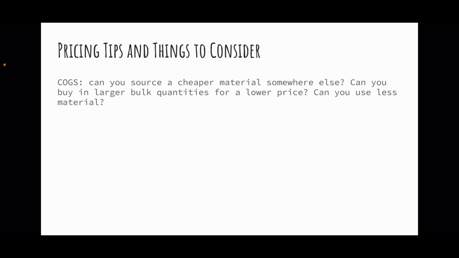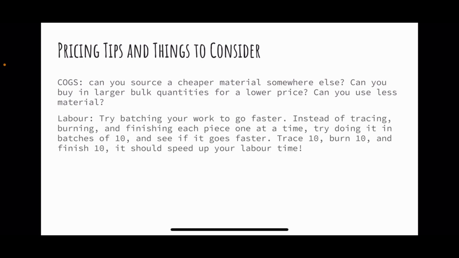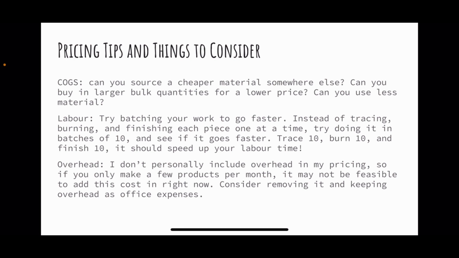Next would be our labor. So here I would try batching your work to see if you can go faster. So instead of tracing one spoon, burning one spoon, and finishing one spoon at a time and getting all the materials out to do every step one at a time, try doing it in batches of, say, 10, for example, and see if it goes faster. So you're going to trace 10, burn 10, and finish 10. It should speed up your labor time. I know that if I had to do it, I could burn 10 spoons by batching them hours faster than I could do them one at a time. So definitely try batching your work if that's applicable to your field and see if that helps.